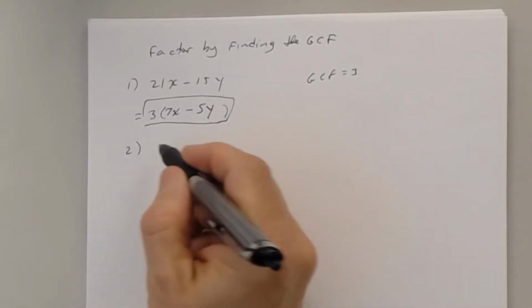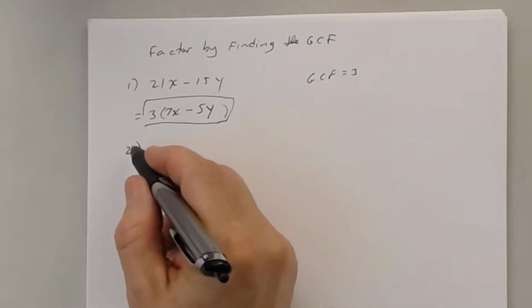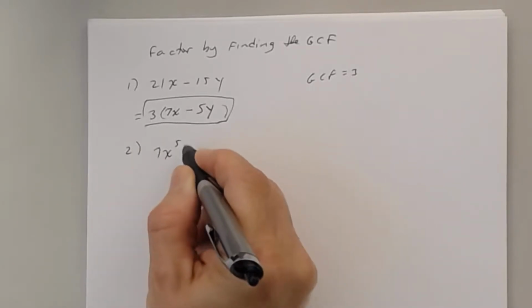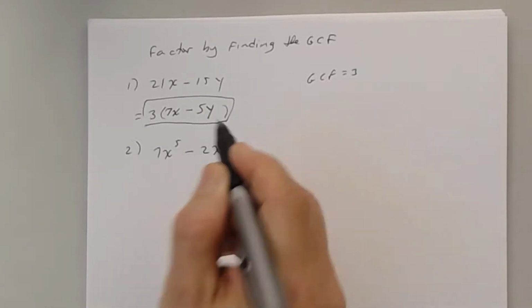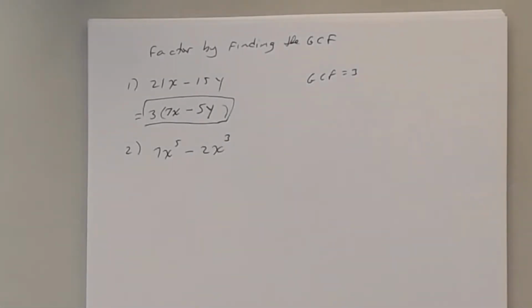Okay, number 2. All right, suppose we had this: 7x to the 5th minus 2x cubed. 7x to the 5th minus 2x cubed. What do y'all think the GCF is here? It's 2x. So you're saying that 2 goes into 7 evenly? Oh, no, it can't be 2. What is it? 1. No, it's just x to the 3rd. It's x to the 3rd, yes. They both have x's in common, right?